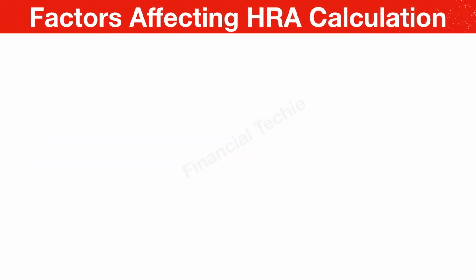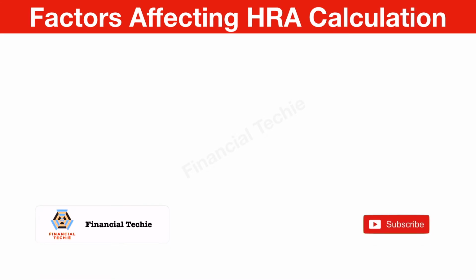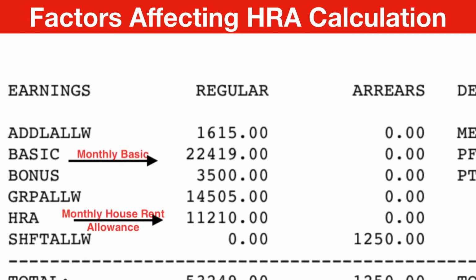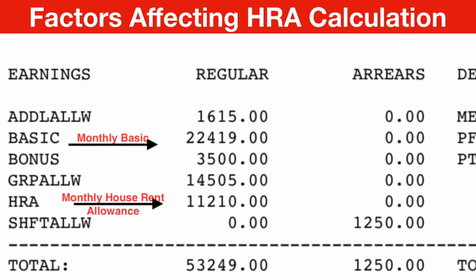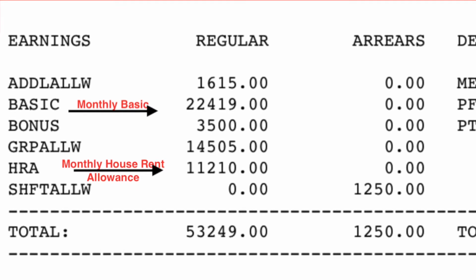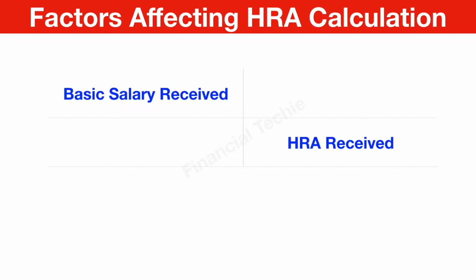Now let's look into the factors which have an impact while calculating house rent allowance. The first factor is the basic salary you received in a financial year from your employer. The second factor is the total HRA amount you received in a financial year. These two components are paid on a monthly basis to you. When you look at your salary slip, you will see the monthly basic salary and monthly HRA received. You just need to multiply those values by 12. You will get the yearly amount.